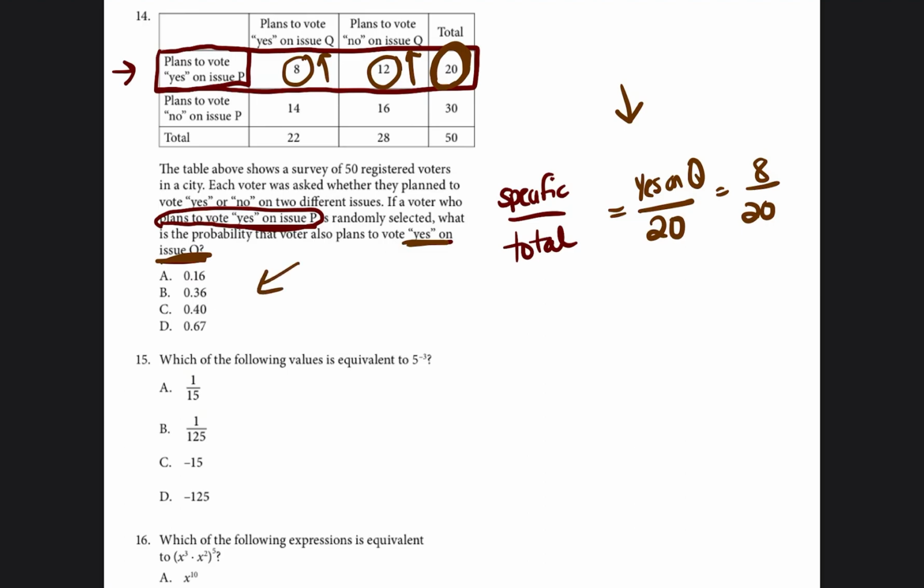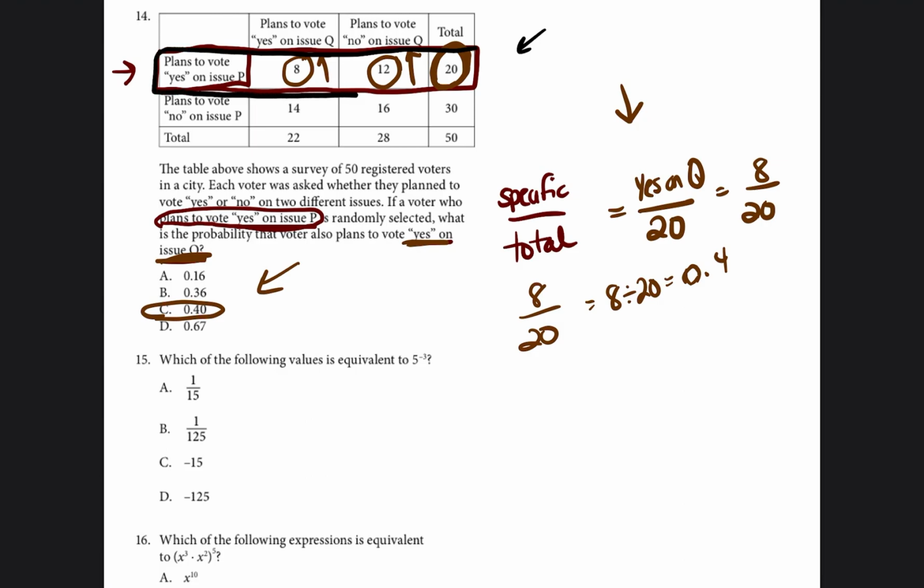But all of these are written as decimals. So 8 out of 20 is the same as saying 8 divided by 20, and that is going to be equal to 0.4. So our answer is going to be C. Again, when we're working with probability, I know it can get confusing, but we just try to figure out where in this box of data we are working, then find the total, and then figure out what number they are looking for, this one or this one, to put as a numerator. That was super simple.